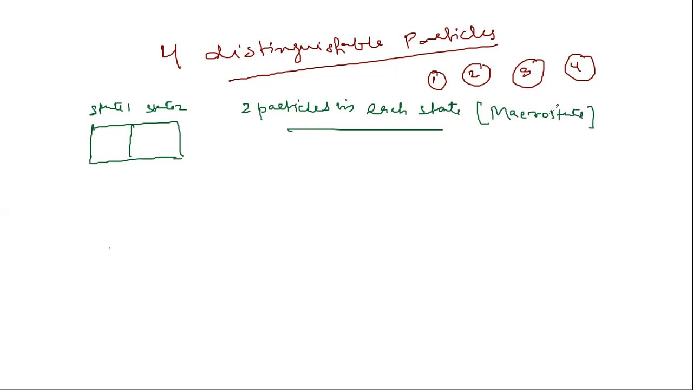I'm giving you a two state system. That means I'm telling you I have a container with two chambers. So I am placing the restriction: you have to place two particles in each state. That means two particles in each chamber. But I am not putting a restriction on which particle is to be placed where. That is not the idea of a macrostate.